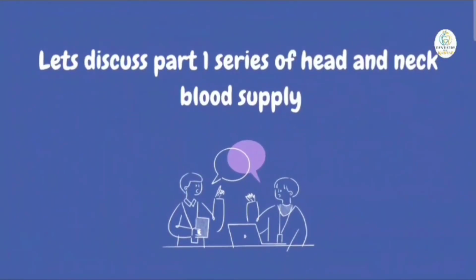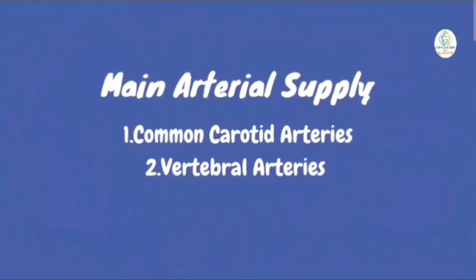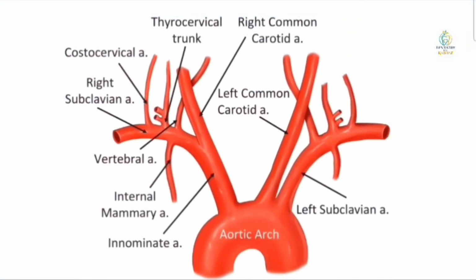Okay, let's discuss part 1 of the series on head and neck blood supply. The main arterial supply of your head and neck comes from your common carotid arteries and vertebral arteries. Before moving into the complex anatomy, let's discuss their main and basic origin.